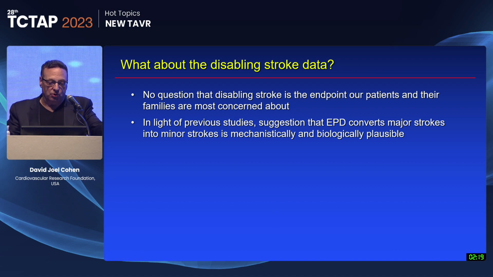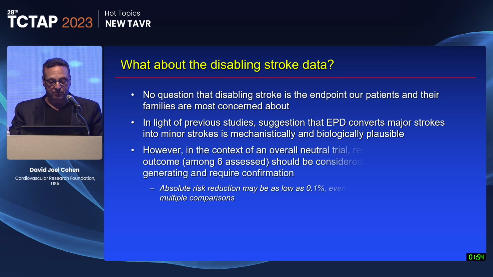Again, this is really the source of the controversy. I think there is no question that disabling stroke is the endpoint our patients and their families are most concerned about. And I think in light of the previous studies, as well as the mechanisms, the suggestion that embolic protection converts major strokes into minor strokes, which is really what was observed in the PROTECTED-TAVR trial, is mechanistically and biologically plausible, but that's not how we practice medicine. That's not how we approve devices.